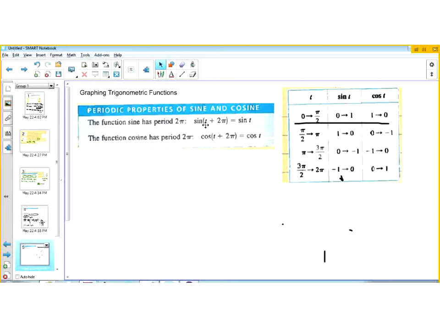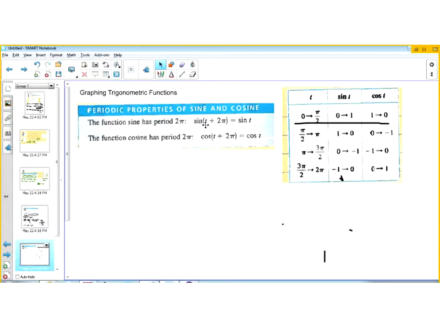So the output of the sine function repeats itself every 2 pi. Okay? So you pick a terminal number, calculate the sine of that terminal number, then add 2 pi to that terminal number. In other words, do 1 lap around the unit circle, and you'll achieve the same output again. And the cosine function also has a period of 2 pi. Okay, so these are periodic properties.